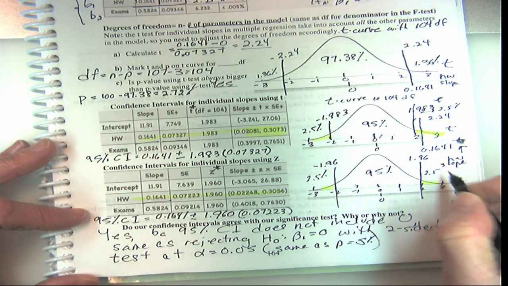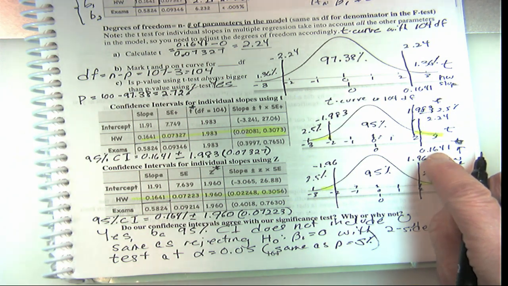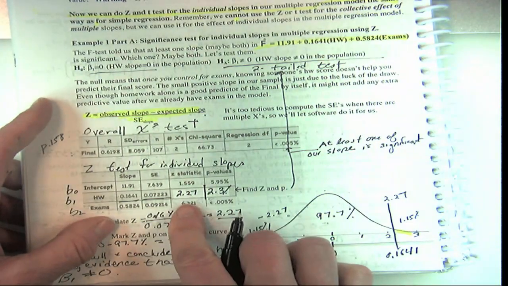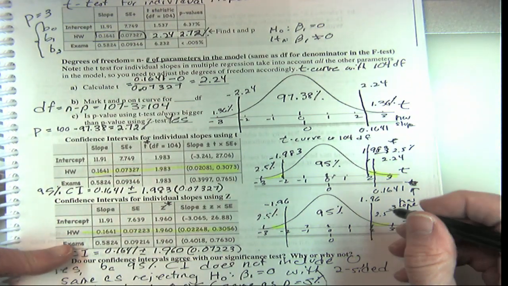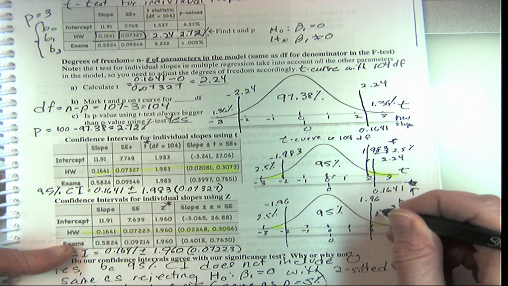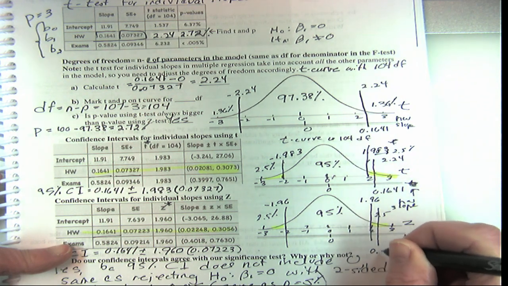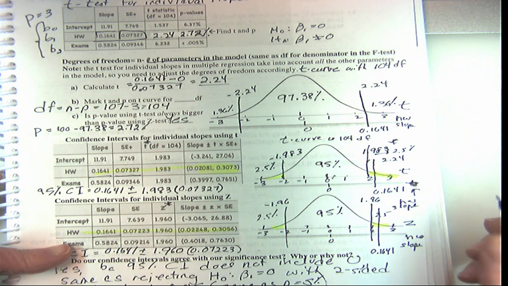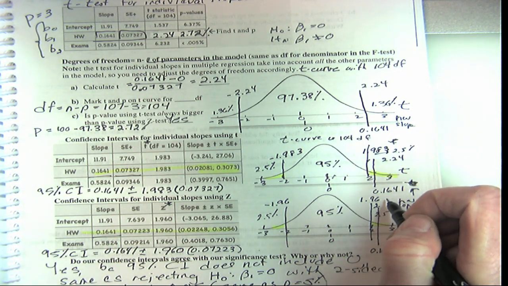And now, if we wanted to draw the 0.1641 in here, it matches up with our z-score of what? 2.27. So we can do that if you want. There's 1.9. Here, I'll just draw it in like this. So that's 0.1641. And on top here, it was 2.27.